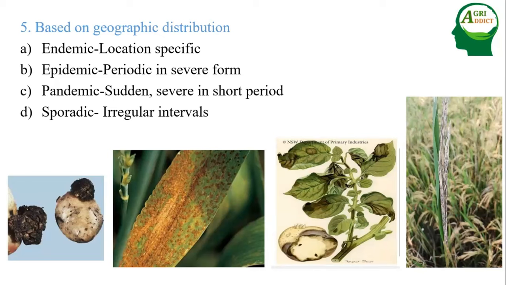Whereas epidemic means there is a periodic occurrence in severe form over a major area. For example, you have acres together of wheat area and all of a sudden there is a severe rust. So in case of major areas, if it is coming in a severe form, we say it is an epidemic. But in case of pandemic disease, it can spread from country to country. It will come in a sudden severe form and it will spread in a short time. And the very good example, the third picture, late blight of potato. Whereas sporadic means it always comes in patches or irregular intervals. And the good example is the fourth picture, that is Udbatta disease of rice, which occurs only in patches.